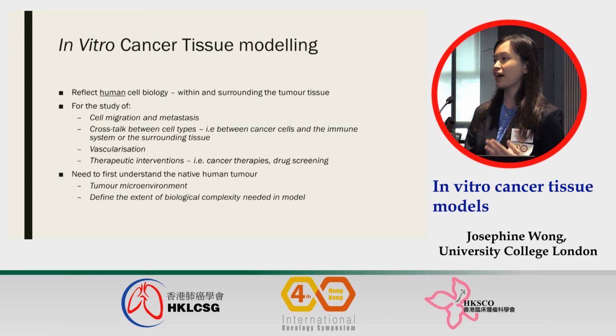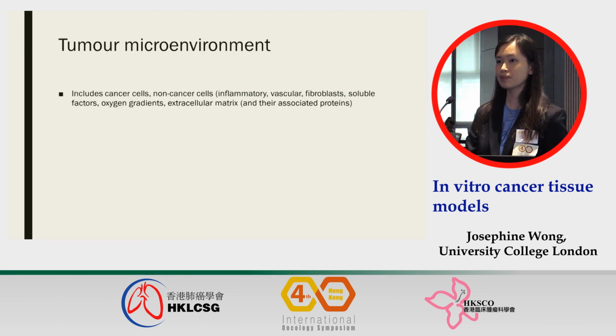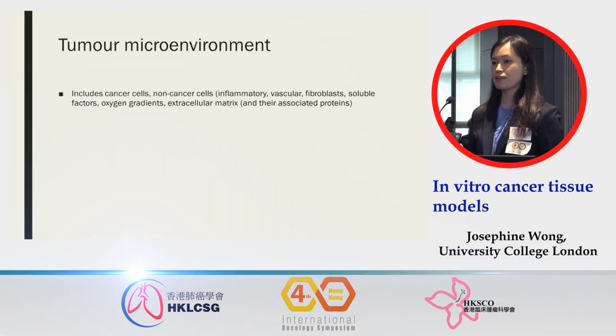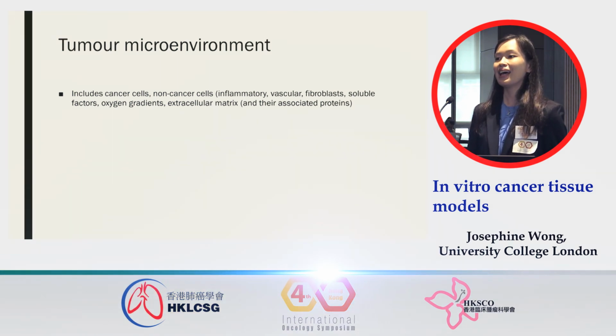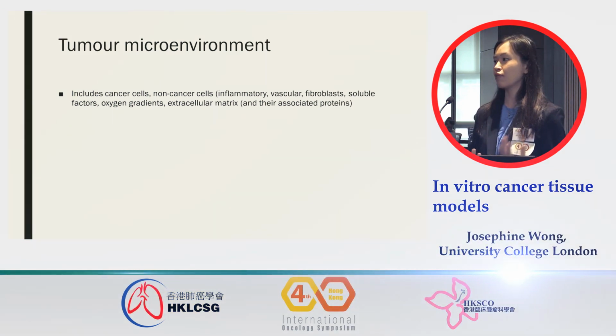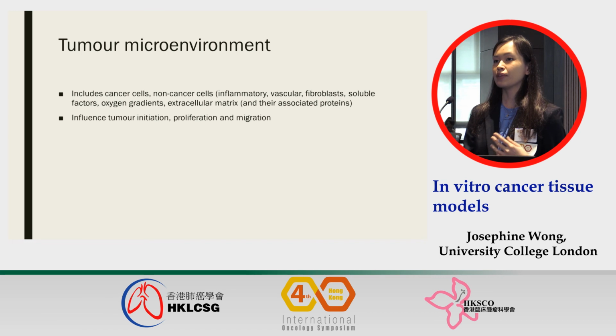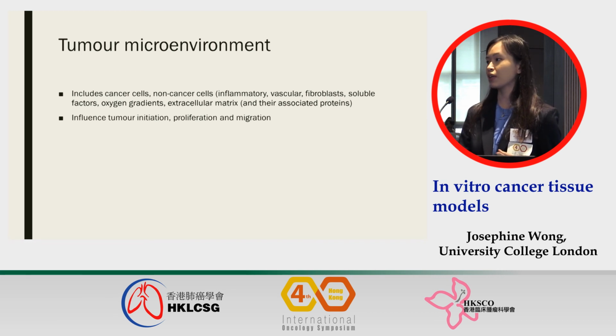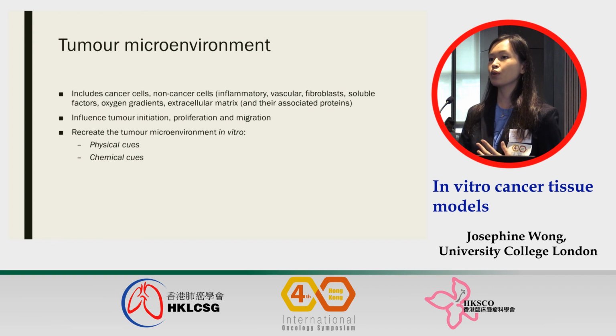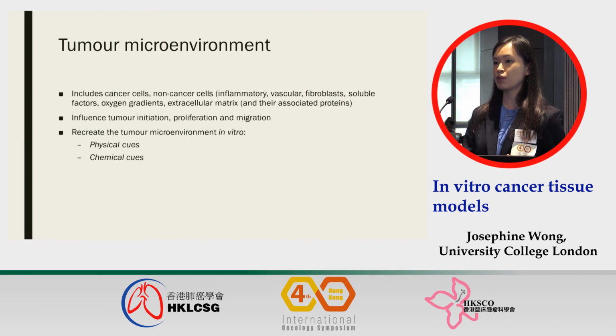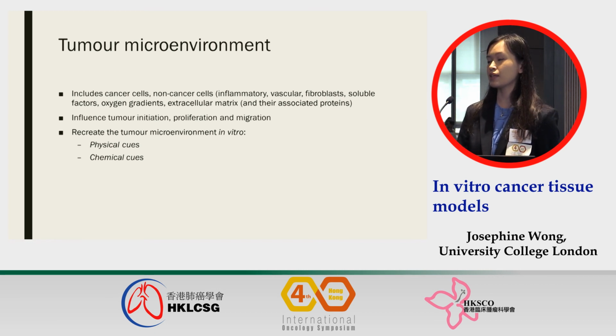So you have to first define the tumor microenvironment and then define the extent of complexity that you want in your tissue model. In terms of the tissue microenvironment, this will include the cancer cells, obviously, and also non-cancer cells that are around the environment. These are all known to influence the tumor initiation, proliferation, and migration to a certain extent. And so you need to recreate the tumor microenvironment and identify the physical and chemical cues that play a part in the cell biology.